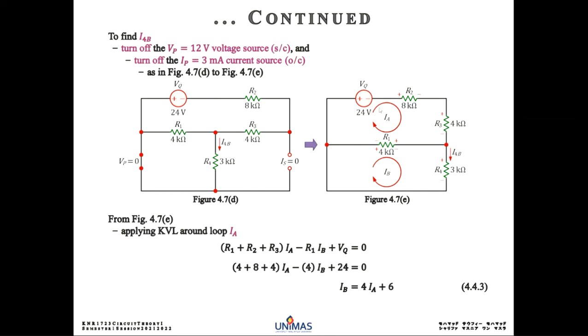You have the I1, IA. If you go around that, you have VQ plus R2 plus R3 plus R1 IA and minus R1 IB. So you have that equation: R1 plus R2 plus R3 IA minus R1 IB plus VQ. You have one equation, IB in terms of IA equal to 4IA plus 6. Why are you interested in IB? Because IB is actually the current of IB. So you need to find IB.